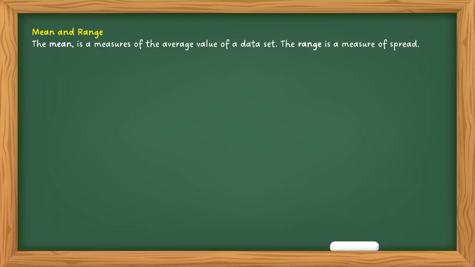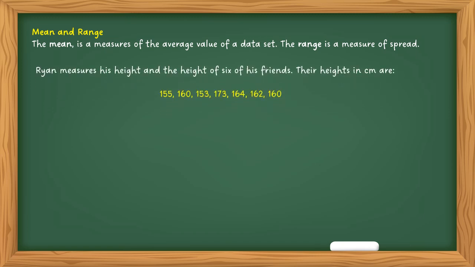Now let's look at mean and range. The mean is a measure of average values of a data set. The range is just a measure of spread. So let's have a look at that. Now Ryan measures his height and the height of 6 of his friends. Their heights in centimetres are, and there's your raw data. Okay, you can see the raw data.